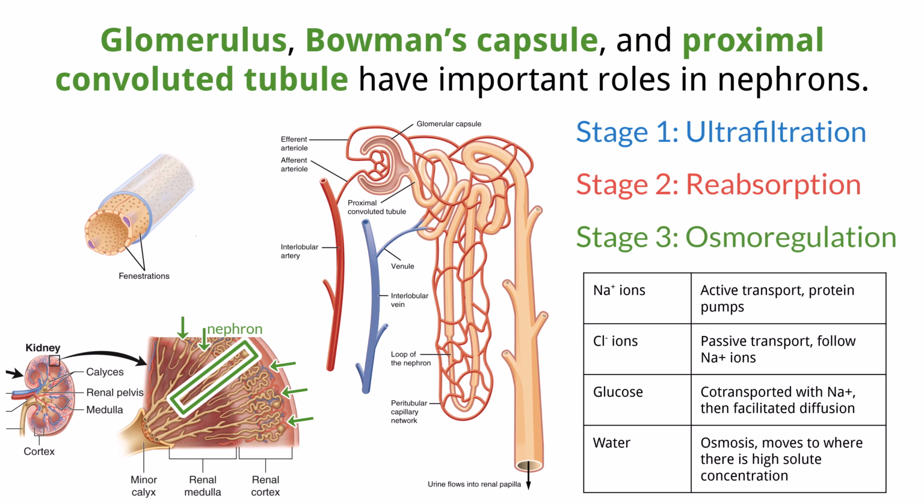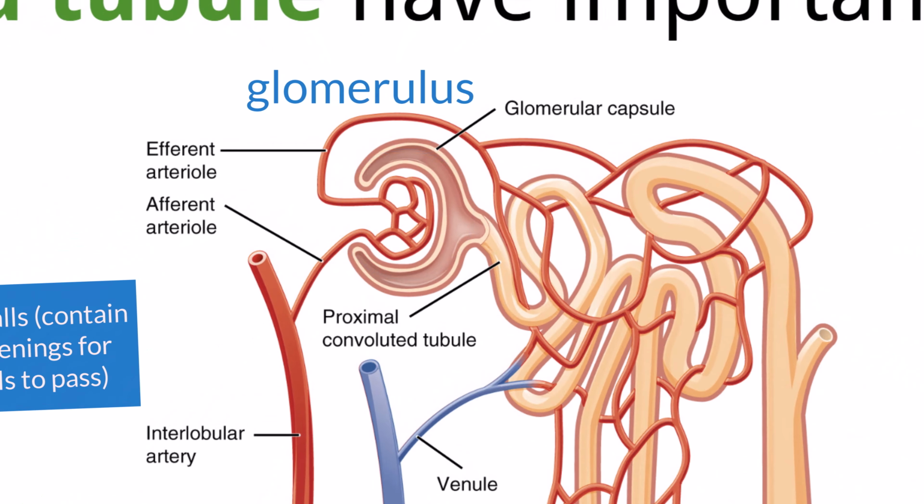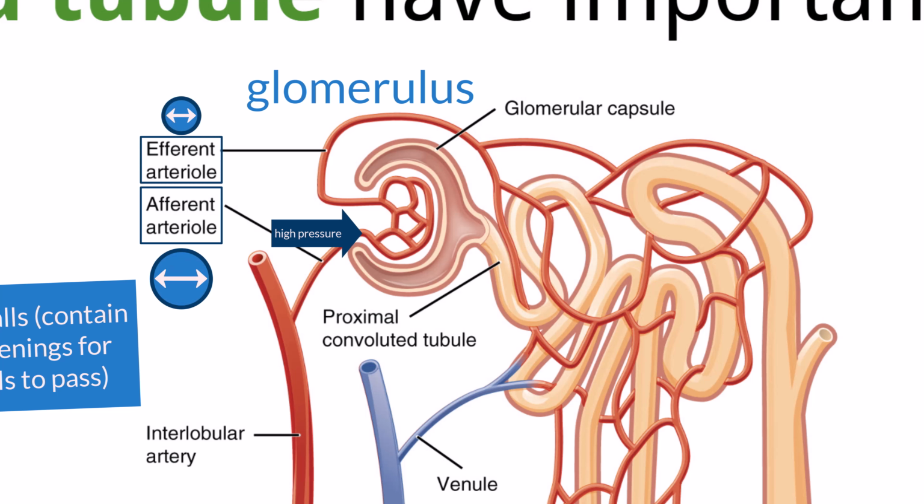Ultrafiltration is the first stage in the production of urine. It is carried out by the glomerulus located inside the Bowman's capsule. The glomerulus is a dense ball-shaped network of capillaries with fenestrated walls. Fenestrated means it is porous. Blood enters into the glomerulus at a very high pressure. This is because the incoming blood vessel, called the afferent arteriole, is much wider than the blood vessel through which it will leave, called the efferent arteriole. This creates a bottleneck effect. More blood enters than can easily leave.